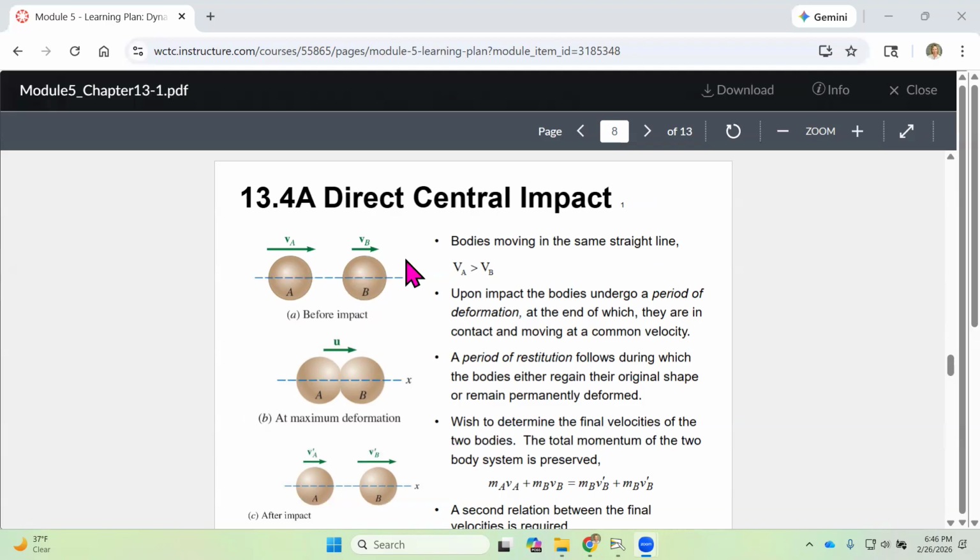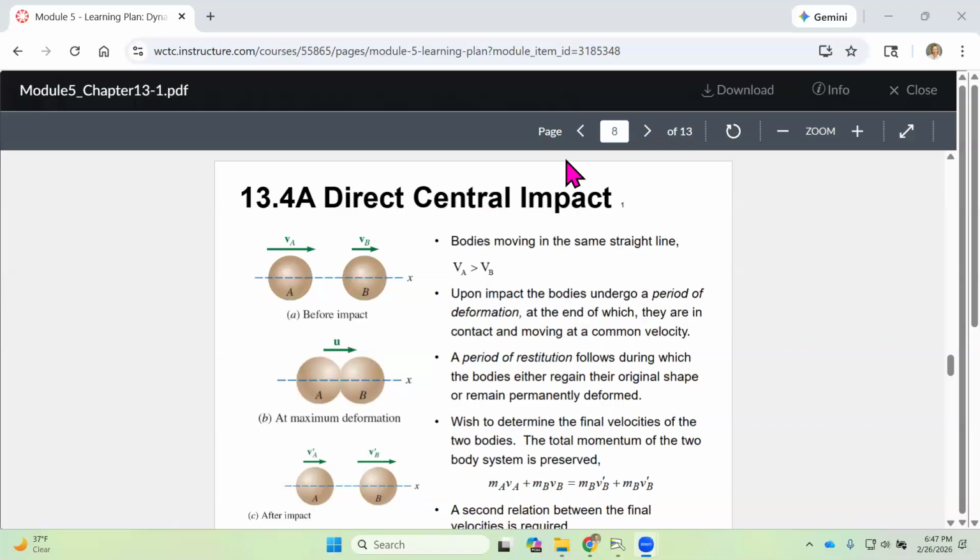Now, this is before a collision occurs. So we have velocity A of ball A and velocity B. We can see that A is greater than B, so it's going to catch up and collide with ball B. In the next picture, you can see that as ball A is in contact with ball B during the collision, there is a deformation that occurs. Once that deformation occurs, they're going to start to separate and go back to their original shape. Okay.